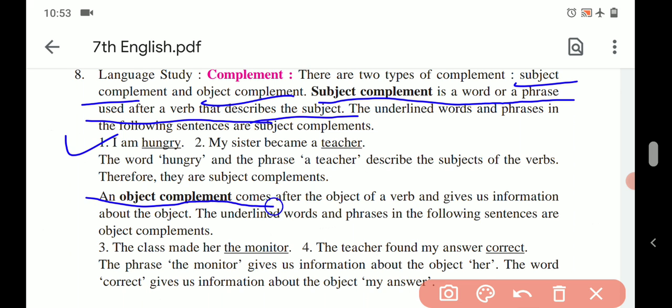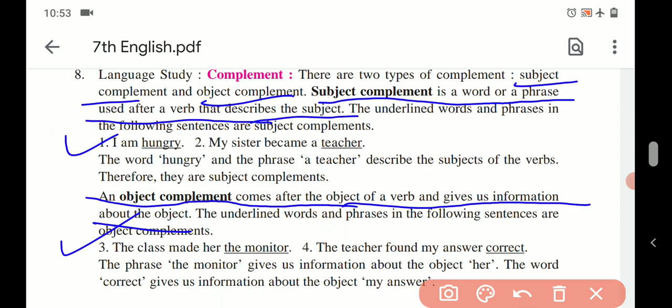Next, let us see about object complement. An object complement comes after the object of a verb, and that gives information about the object. So here, whatever object is used in the sentence, some other words give information about that object, and those other words are considered as object complement. Here is the example.